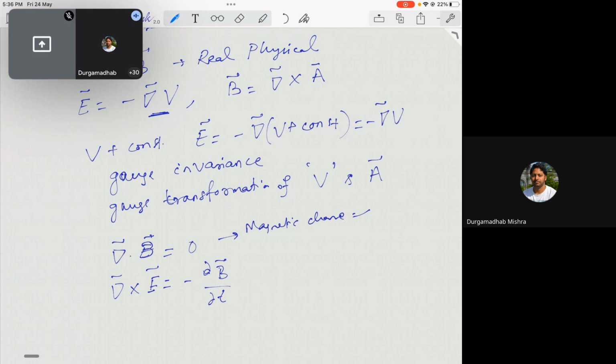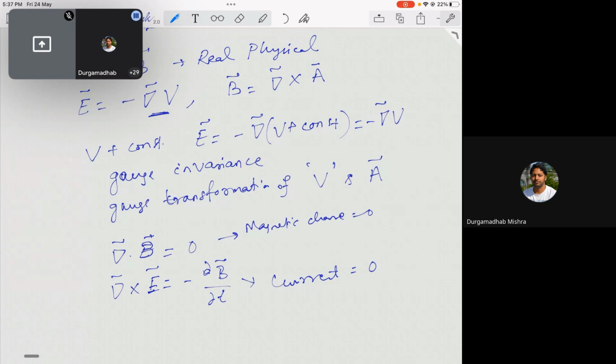So magnetic charge is 0. And here, similarly, you can say for the electric field, there is no current, that is also equal to 0. This is the external current we are saying.